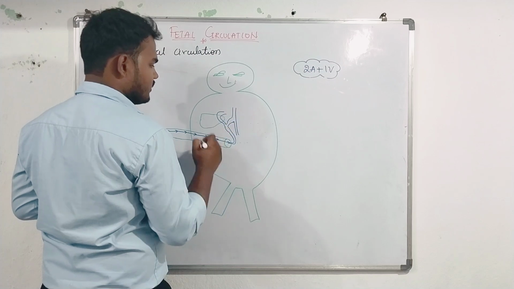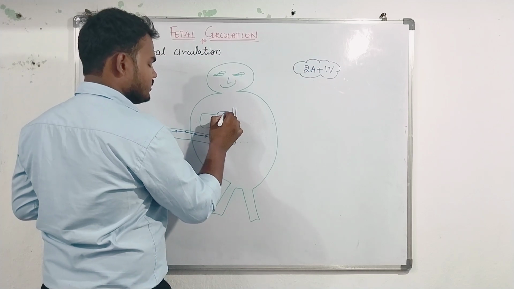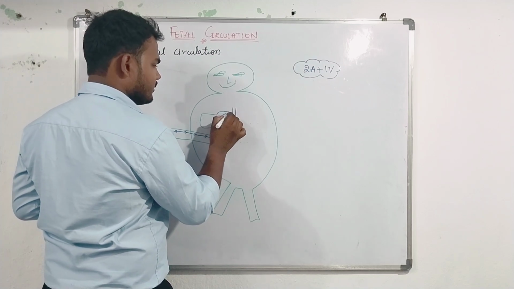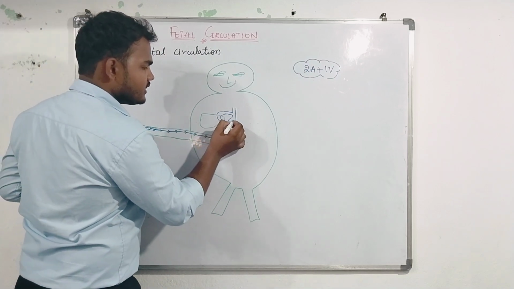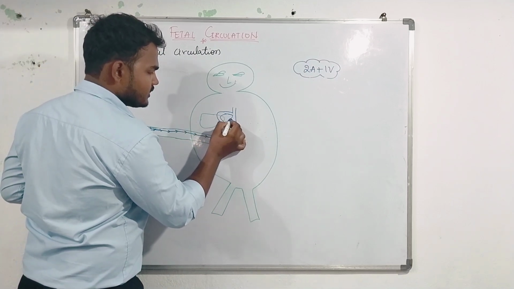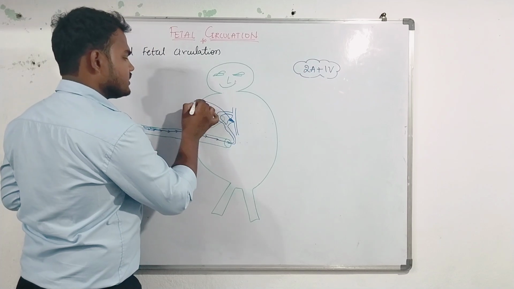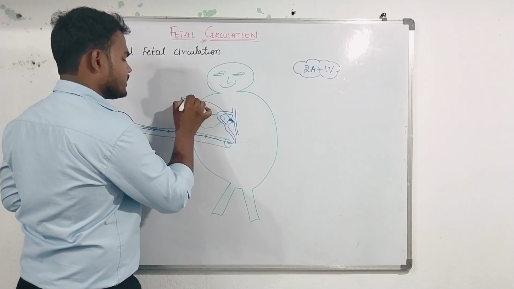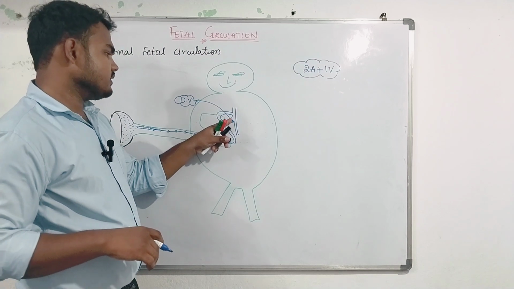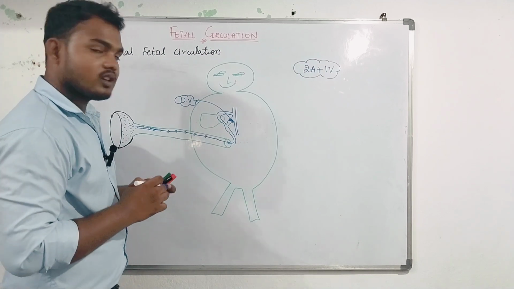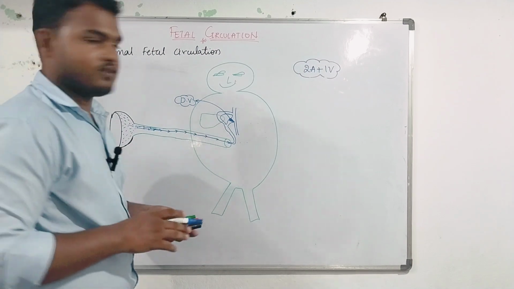This is our inferior vena cava. The blood from the liver again comes to the inferior vena cava. The point where the umbilical vein is connected to the inferior vena cava is called the ductus venosus. Where the umbilical vein and inferior vena cava combine, that is called the ductus venosus.